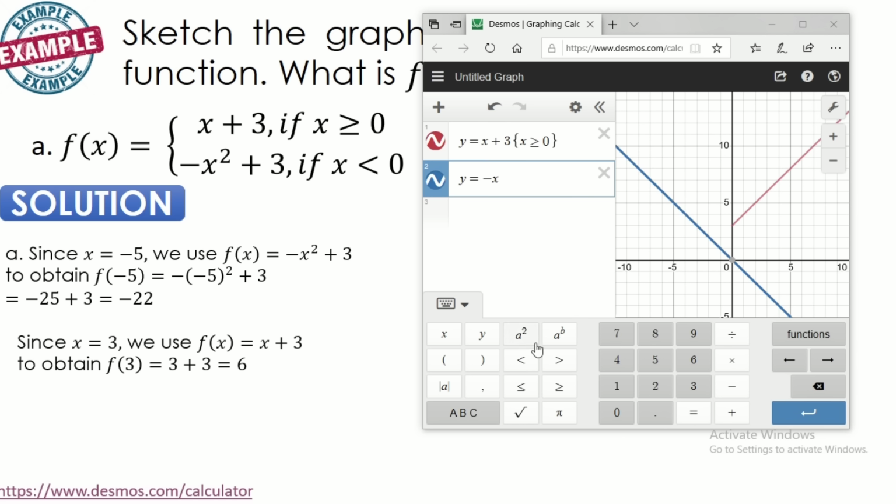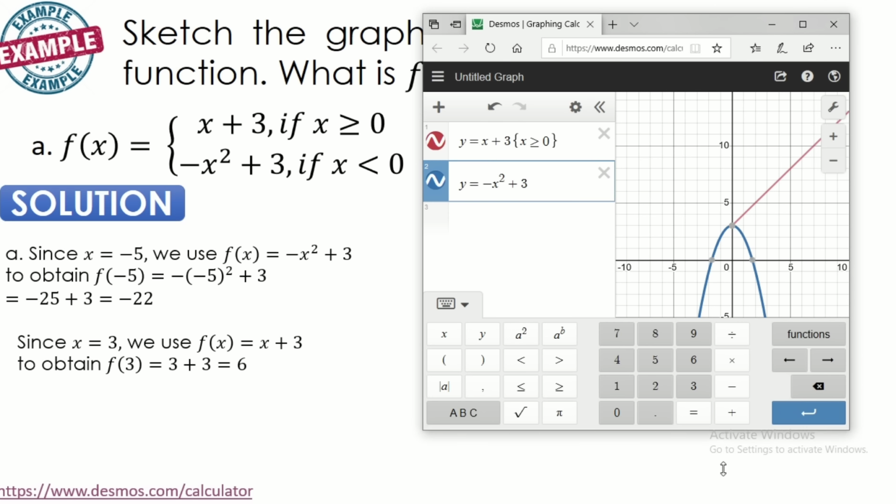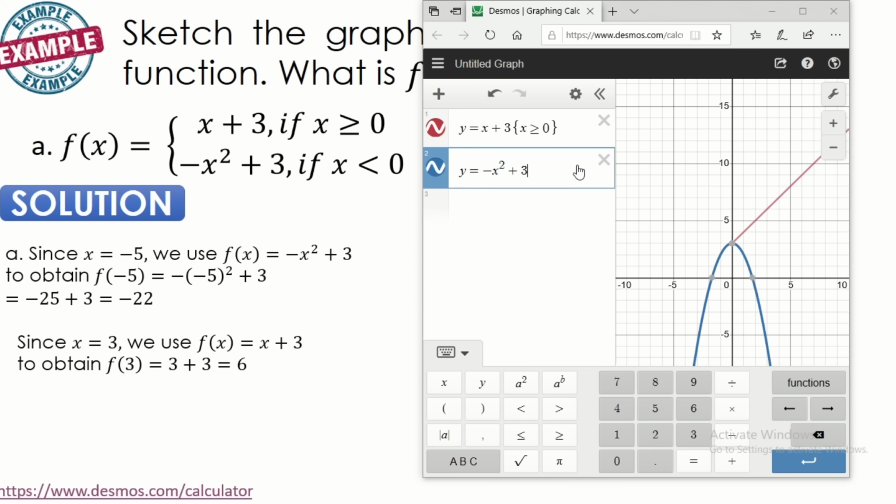Yung pangalawa, so y, sundan natin: y equals, type nyo lang, negative x, pindutin nyo lang to para sa exponent, x squared plus 3. So, ito yung magiging graph niya. Quadratic function kasi siya. Yung sign ng letter A natin is negative, kaya downward yung graph. Pero may restriction tayo na yung x daw natin ay less than 0. So, lagay nyo again, x is less than 0. So, yan na magiging graph niya. Ganito ang itsura niya sa graph.